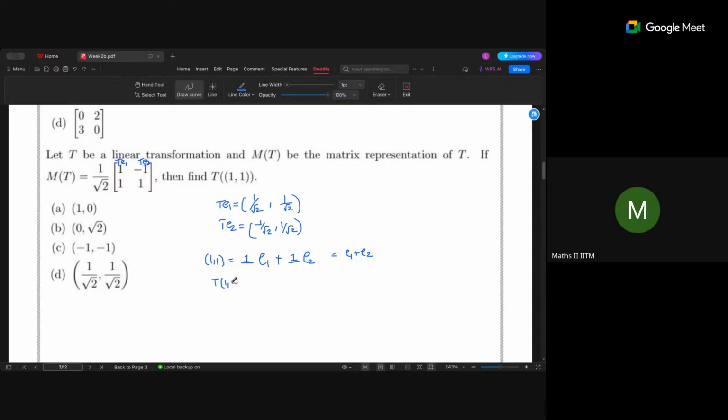So T of (1, 1) is simply TE1 plus TE2. So it should be 0 comma 1 by root 2 plus 1 by root 2. What will you get? The first coordinate is 0, and the second is 2 by root 2, so it is root 2. Okay, fine. Is this fine for everyone? Shall we move on?